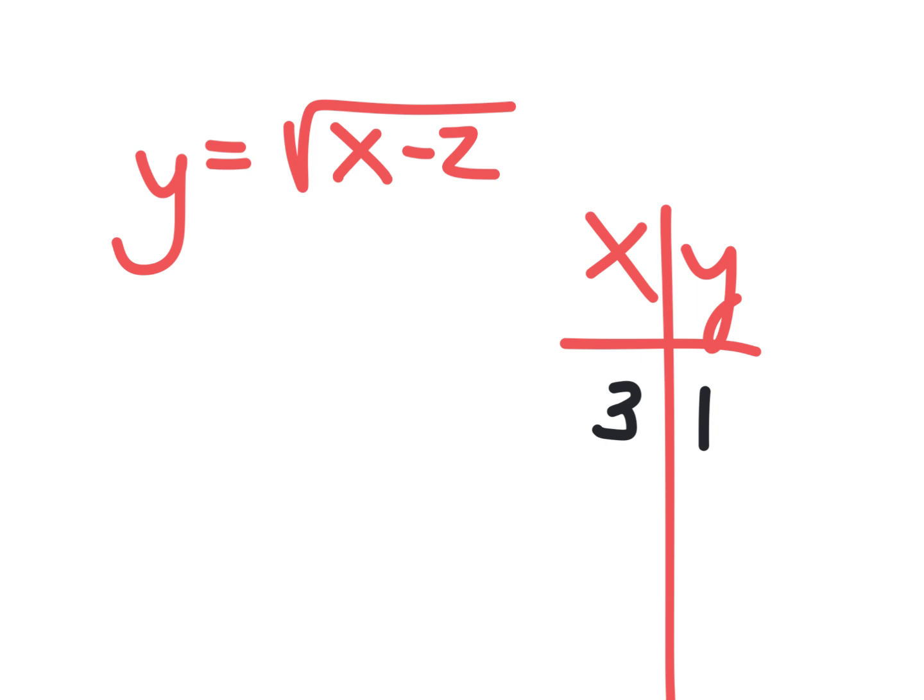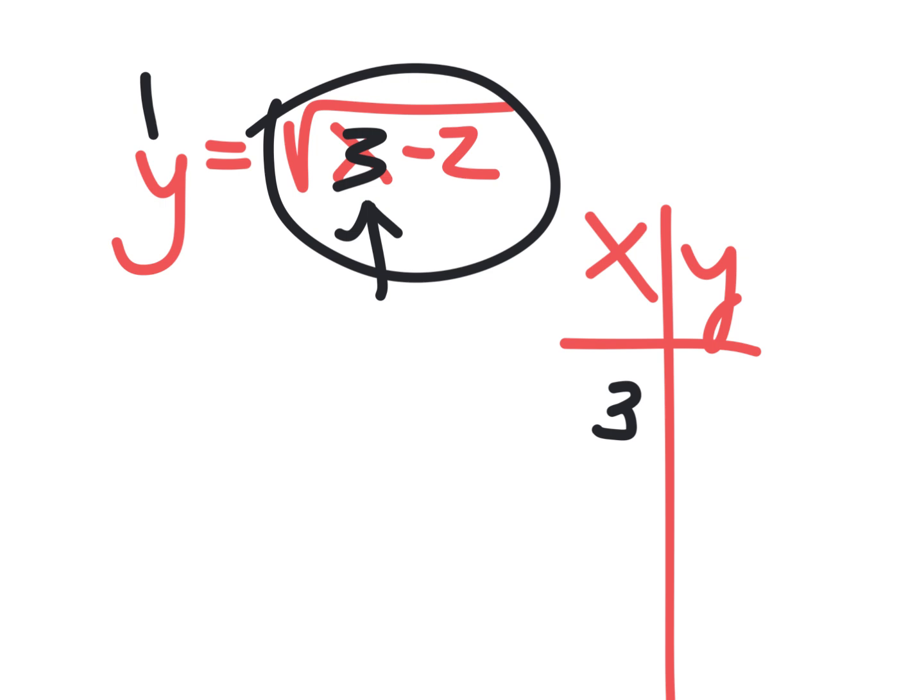If I stick in 3, do I really get 1? Yes, you do. Because look, 3 minus 2 is 1, and the square root of 1 is 1. It worked. I put in 3, I got 1. If I had just told you the 3, you could have figured out the 1 part. You'd have figured out that this came out to 1, so you'd know the answer was 1.